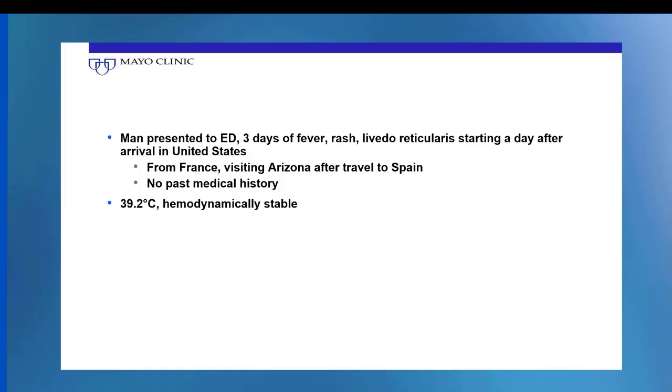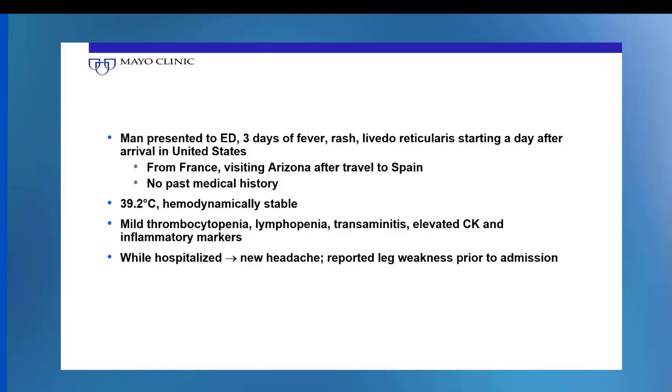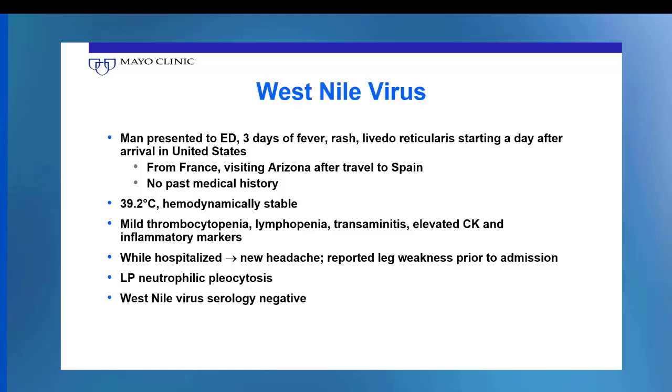He was febrile at 39.2, hemodynamically stable, and noted to have mild thrombocytopenia, lymphopenia, transaminitis, elevated CK, and inflammatory markers. While hospitalized, he developed a new headache, and he also reported some leg weakness prior to coming into the emergency department. He underwent a lumbar puncture that showed a neutrophilic pleocytosis.